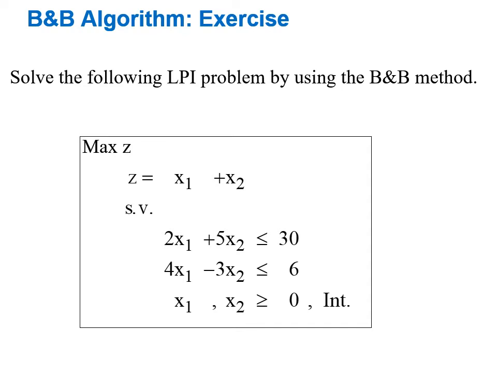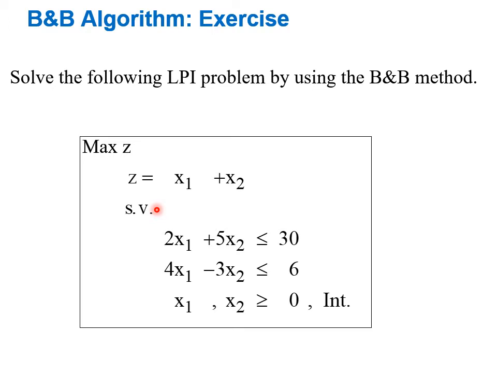So assume that we are given this integer linear programming formulation, and we want to find the optimum solution to this maximization problem where x1 and x2 are integer variables. Okay, so how do we solve it using the branch and bound algorithm?